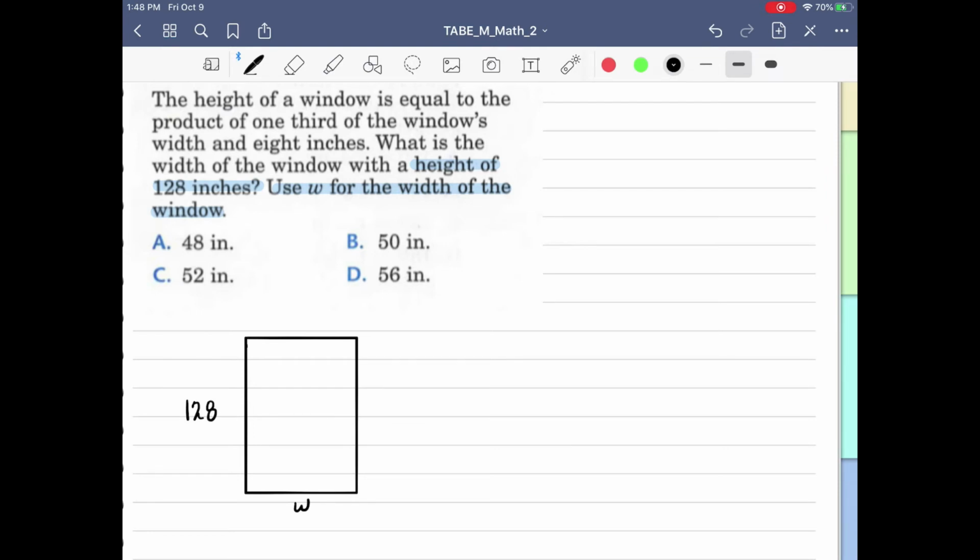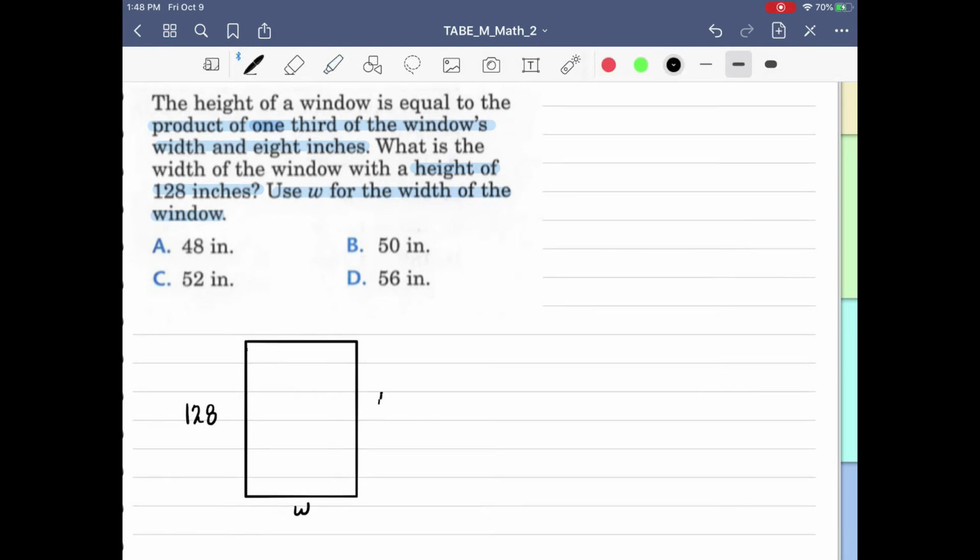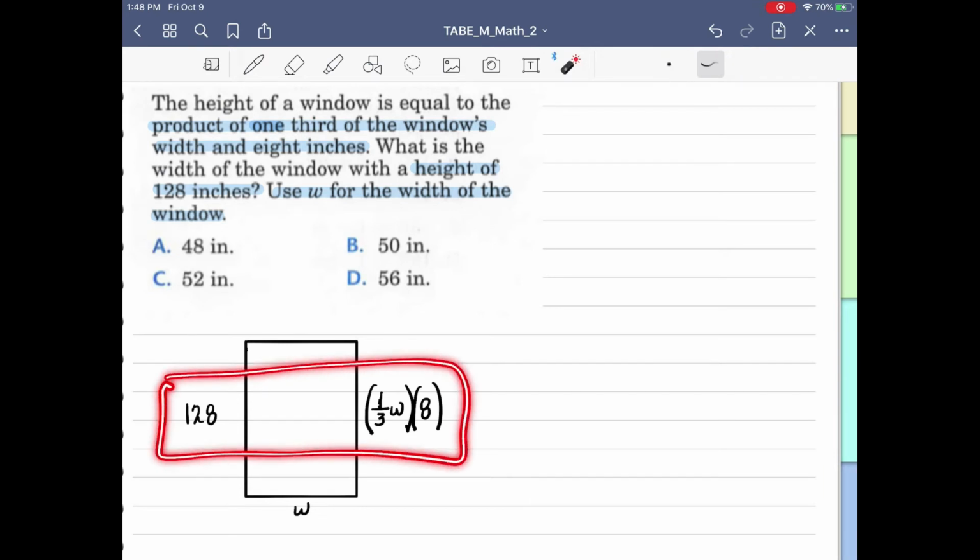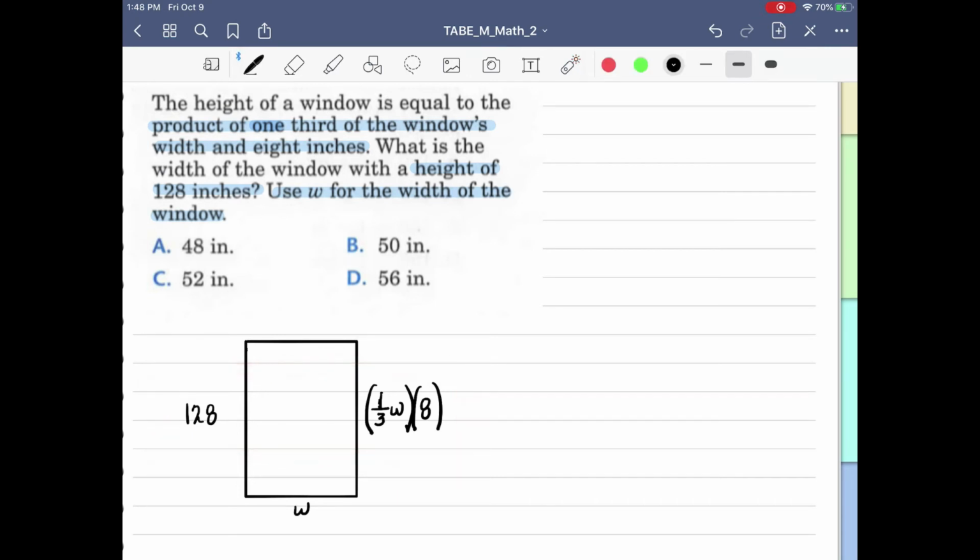and that 128 is 1/3 of the window's width times 8 inches. Product means to multiply. So we have 1/3 of the width times 8, and that is equal to 128. So there's my equation. It's kind of a scary looking one, but we'll manage. We have 128 equals 1/3 W times 8.